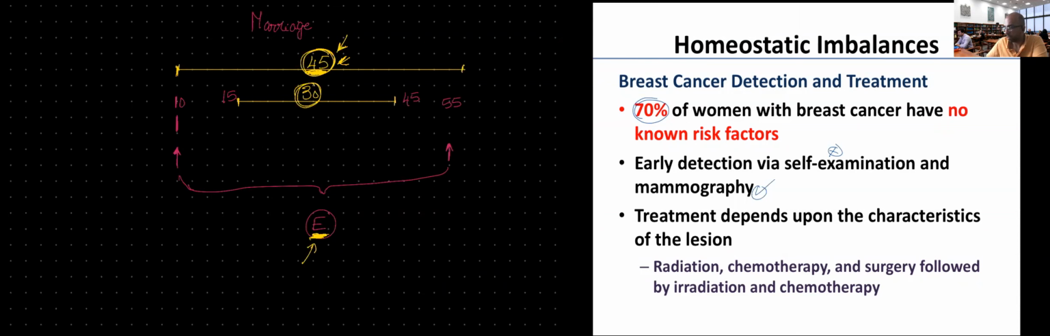Treatment depends upon the characteristics of the lesion, according to which type of cancer has been developed. What is the metastasis of this cancer? Did this cancer reach the lymph nodes? Is this only localized in one quadrant of the breast? Is this occupying 2 quadrants? Did it metastasize to the bone? Did it metastasize to the lungs? And so on. So the treatment depends mainly on the characteristics of the lesion.